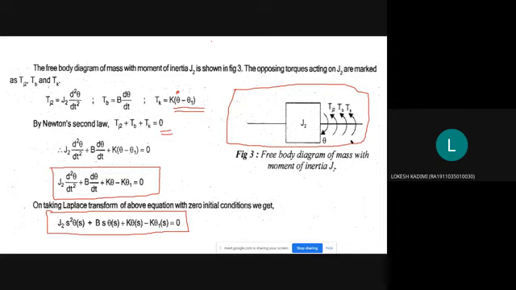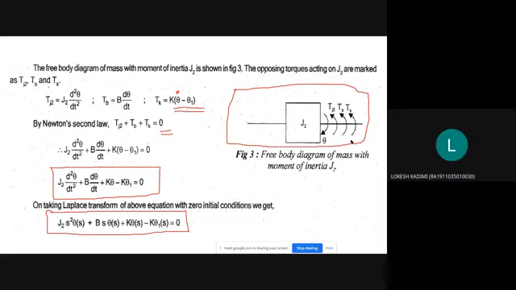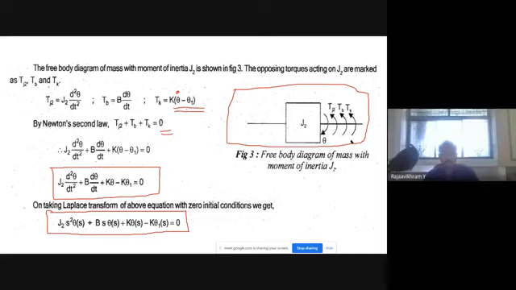Again, explain how this convention of theta minus theta 1 should be. Theta minus theta 1, because we are considering only the J2 side. What is the J2 side angular displacement? Theta minus the previous one, theta 1. See, we are drawing the free body diagram only for J2. So what is the angular displacement for J2? Theta. So theta minus the previous one, minus theta 1.